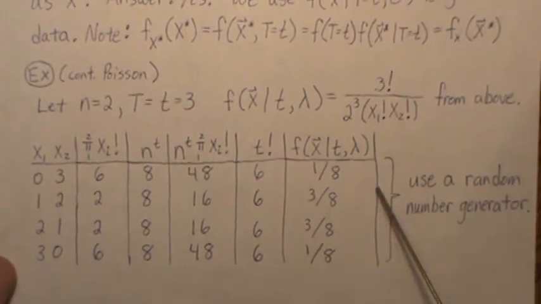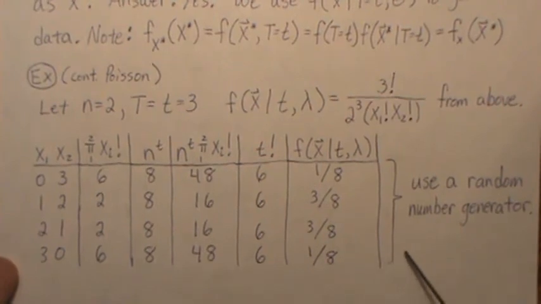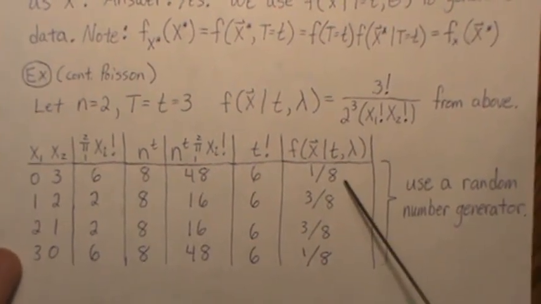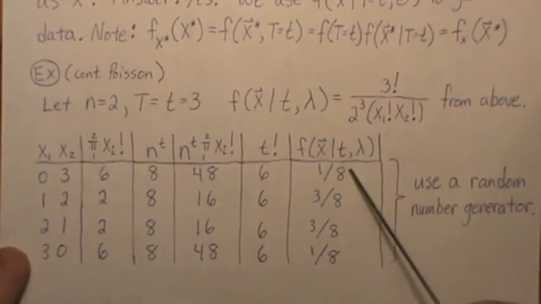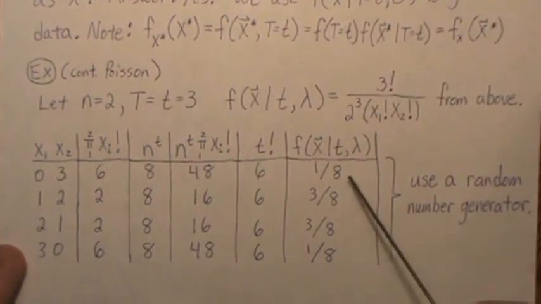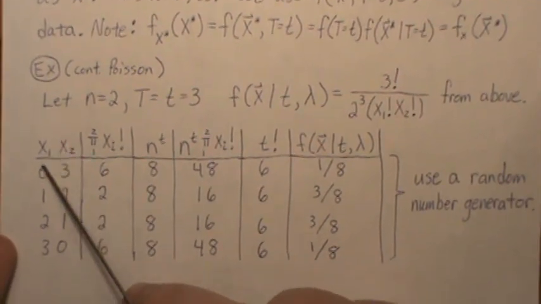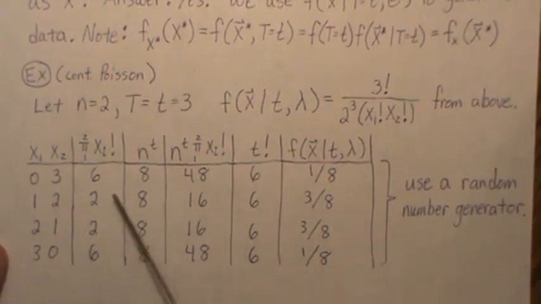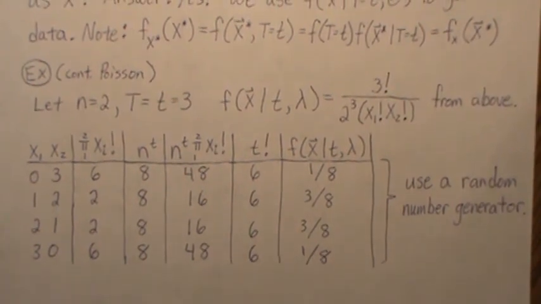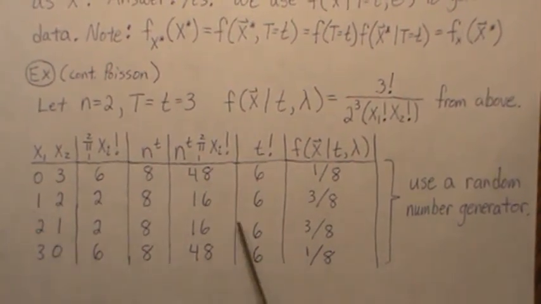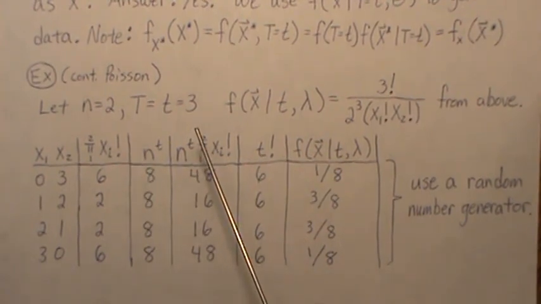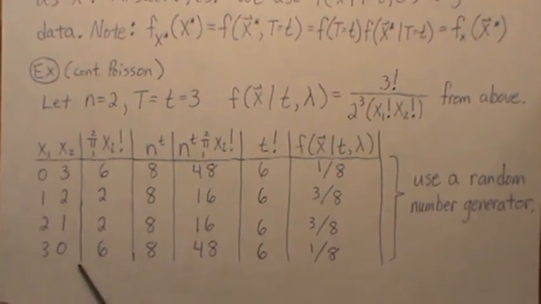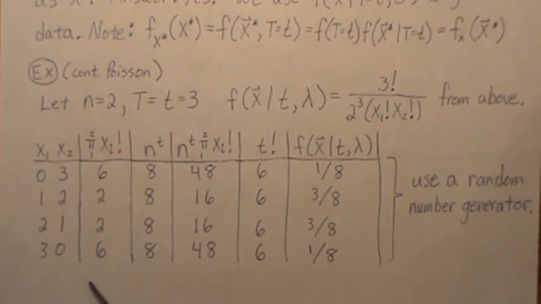So notice that there's no unknowns here. So we can use a random number generator and generate samples from this restricted distribution that has the same distribution as the original. And so if we only knew that n was 2 and t equals 3, we can generate data and then use that to create functions of it to estimate functions of the unknown parameter. Anyway, it's kind of interesting.